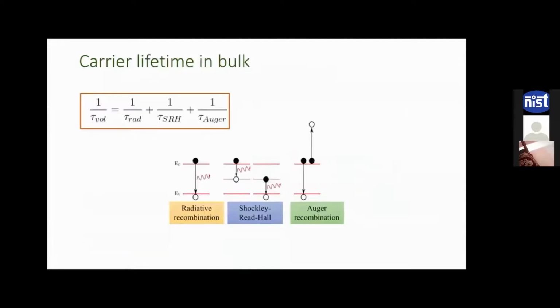Now, once we know all the processes, let us see what the overall recombination rate is inside your crystalline silicon bulk. If you combine all the recombination processes, we end up with the overall recombination rate inside the bulk, and this can be expressed in terms of carrier lifetime. Carrier lifetime is inversely proportional to the recombination rate. So if you combine the carrier lifetimes associated with radiative recombination, Shockley-Read-Hall recombination and Auger recombination, you will get the lifetime of your carrier inside your wafer.